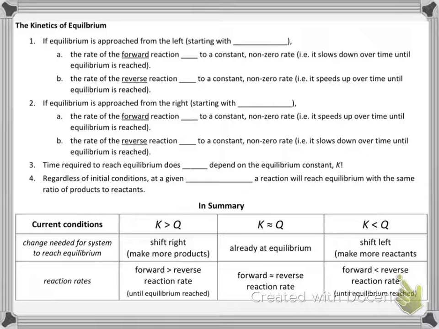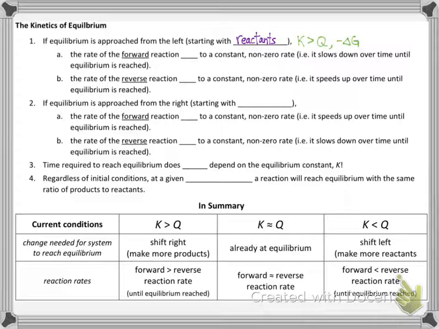Well, since we know a little bit about kinetics, we can actually use Q versus K and draw some information about the rate of the forward reaction relative to the rate of the reverse reaction. Because of course, the definition of equilibrium is that the rate of the forward reaction is exactly equal to the rate of the reverse reaction. But if you're not at equilibrium, and equilibrium is being approached from the left, that means you have too many reactants and you need to make products.